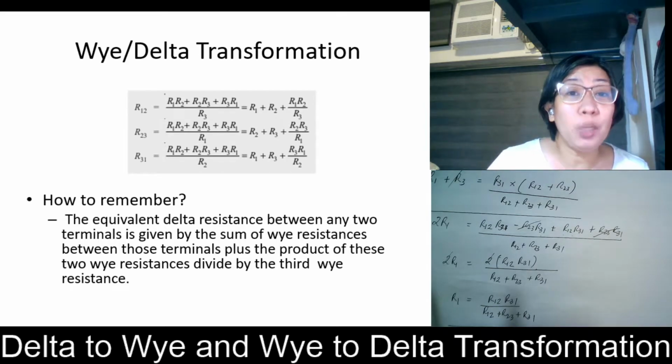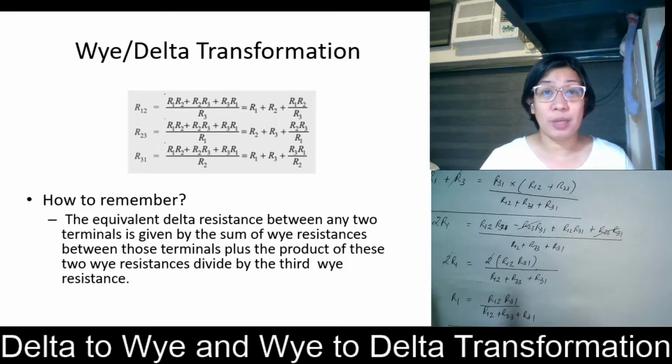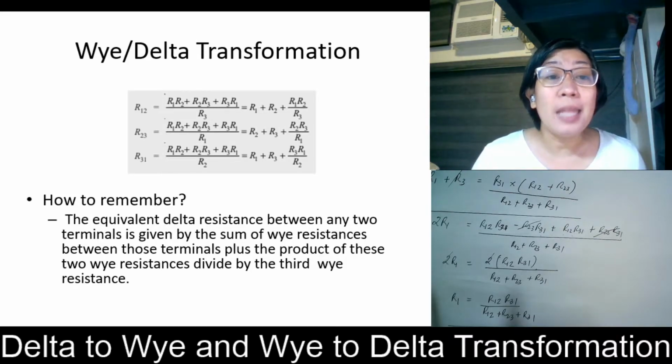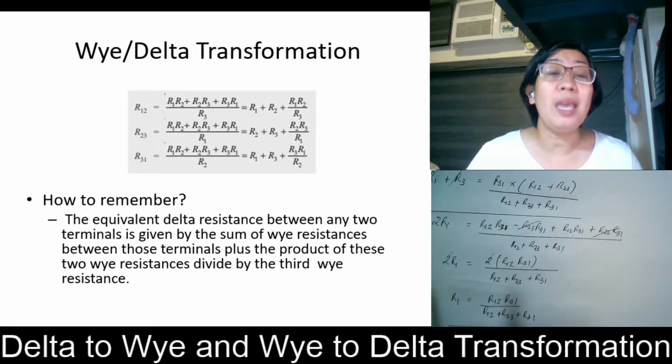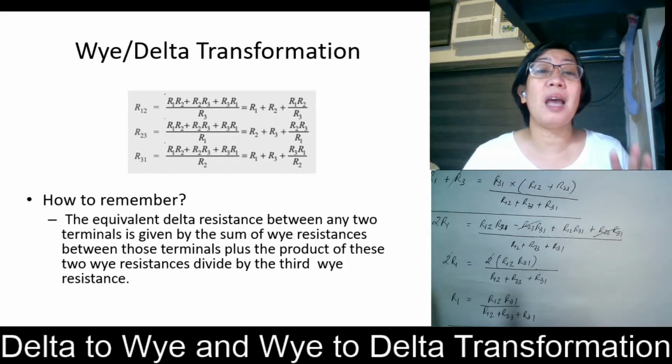If we wanted to solve for R23, what is missing? Missing is R1, so it is divided by R1 here. And finally, for R31, what is missing? R2, so R2 is in the denominator here. So how are you going to remember that? The equivalent delta resistance between any two terminals is given by the sum of the Y resistance products between those terminals, divided by the third Y resistance, whichever is not in the subscript. If it is 1, 2, the denominator is R3, the opposite.